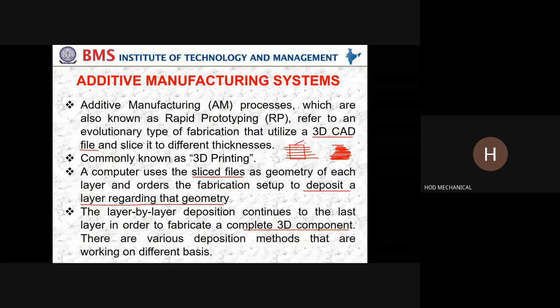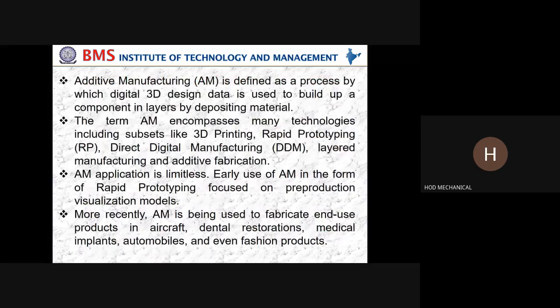As we proceed further in this chapter, we are going to understand the different types of processes that we are going to use later. As of now, we just understand that additive manufacturing is what is called rapid prototyping, wherein I'm going to use a 3D CAD file and carry out the operation. This is also called 3D printing.